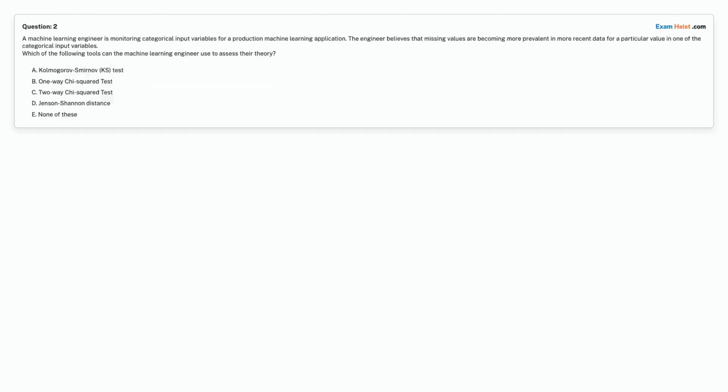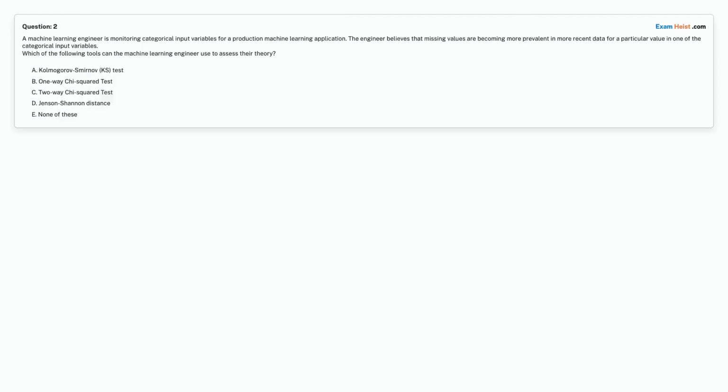Question 2. A machine learning engineer is monitoring categorical input variables for a production machine learning application. The engineer believes that missing values are becoming more prevalent in more recent data for a particular value in one of the categorical input variables. Which of the following tools can the machine learning engineer use to assess their theory?